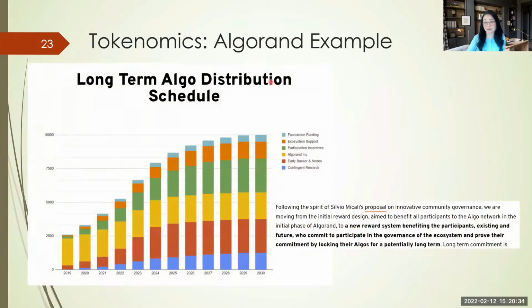This is from Algorand, their long-term distribution schedule. Again, you can see that it's probably a little bit hard to read, right? They have the rewards, they also have the participation incentive. So the green one is to basically give you incentive to participate. And the orange one, right? The orange one, they have ecosystem support, they have contingent rewards. So basically you can earn tokens, not just by being rich, having money to pay for the token, but by being a contributor to the network and ecosystem. You can also earn the ownership.